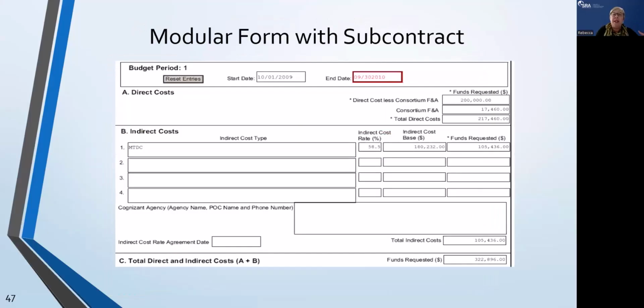So when you fill out this modular budget, again, you've got the consortium direct cost, and consortium F&A is separate. And so the total, you see how the total direct cost is more than the direct cost we're applying to see whether this needs to be a modular grant.